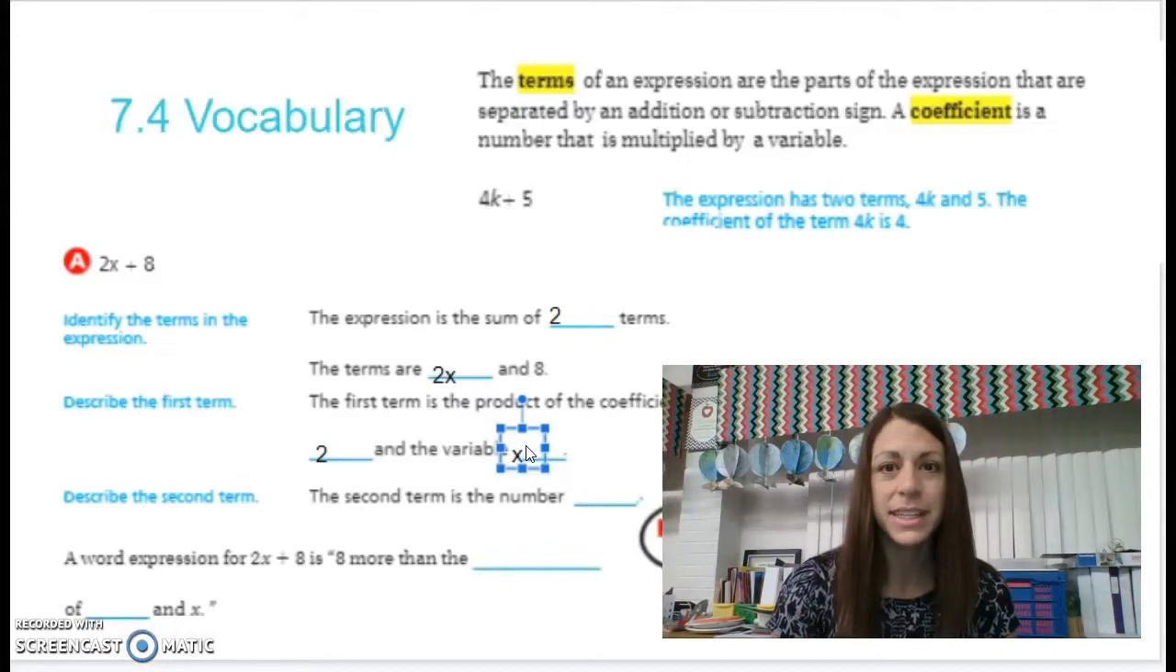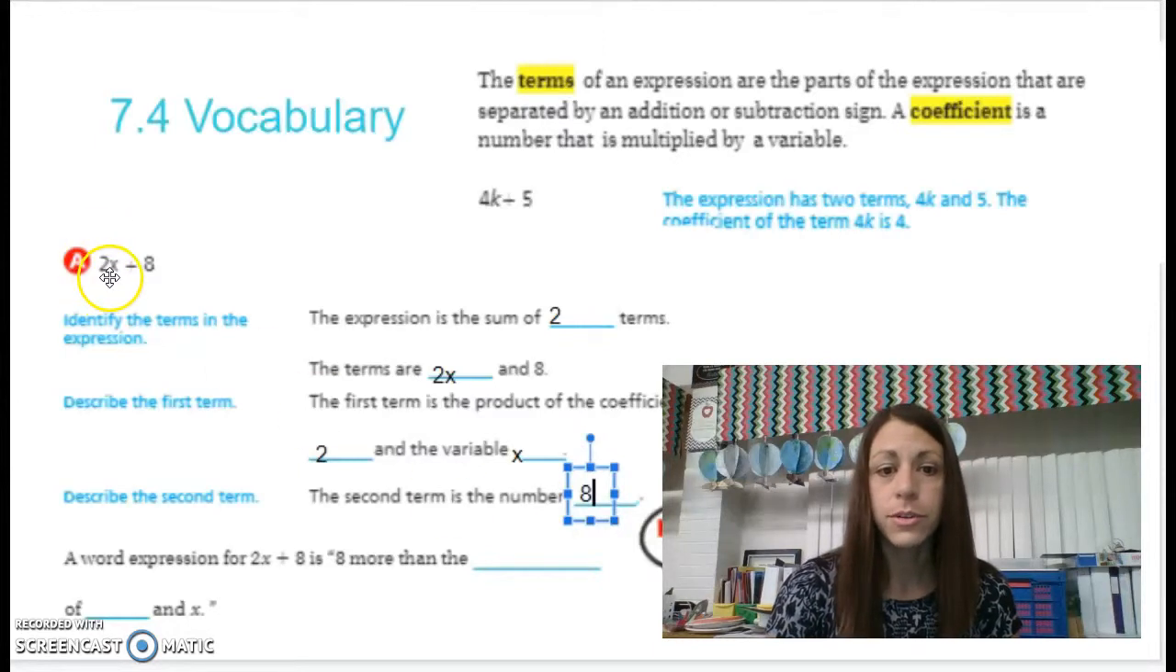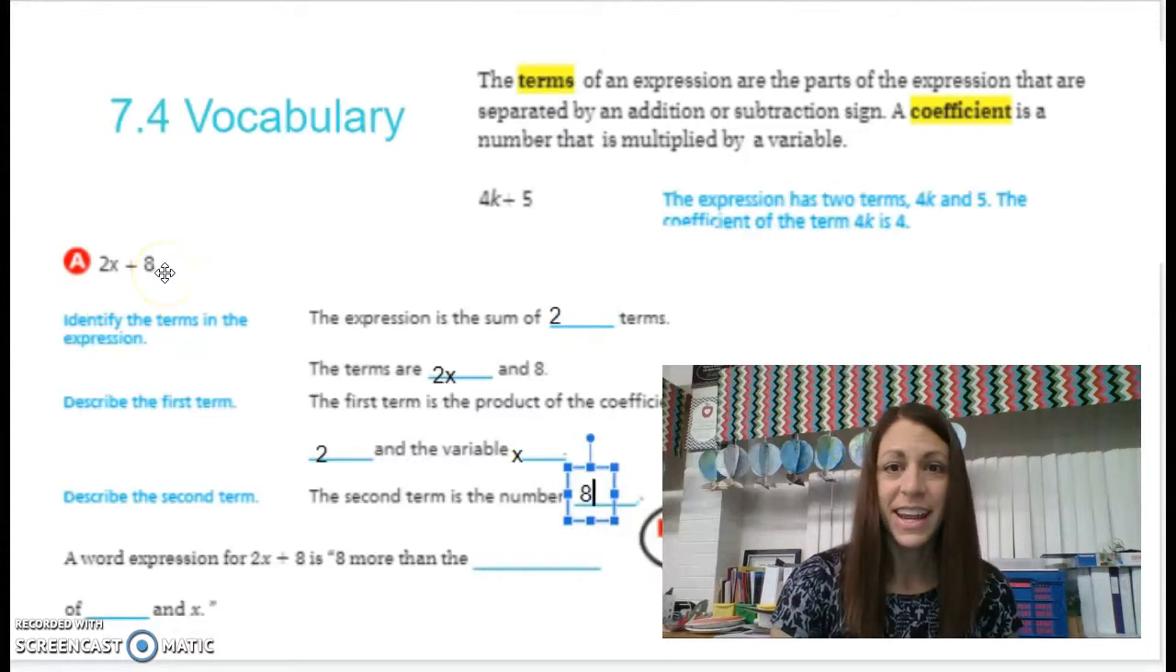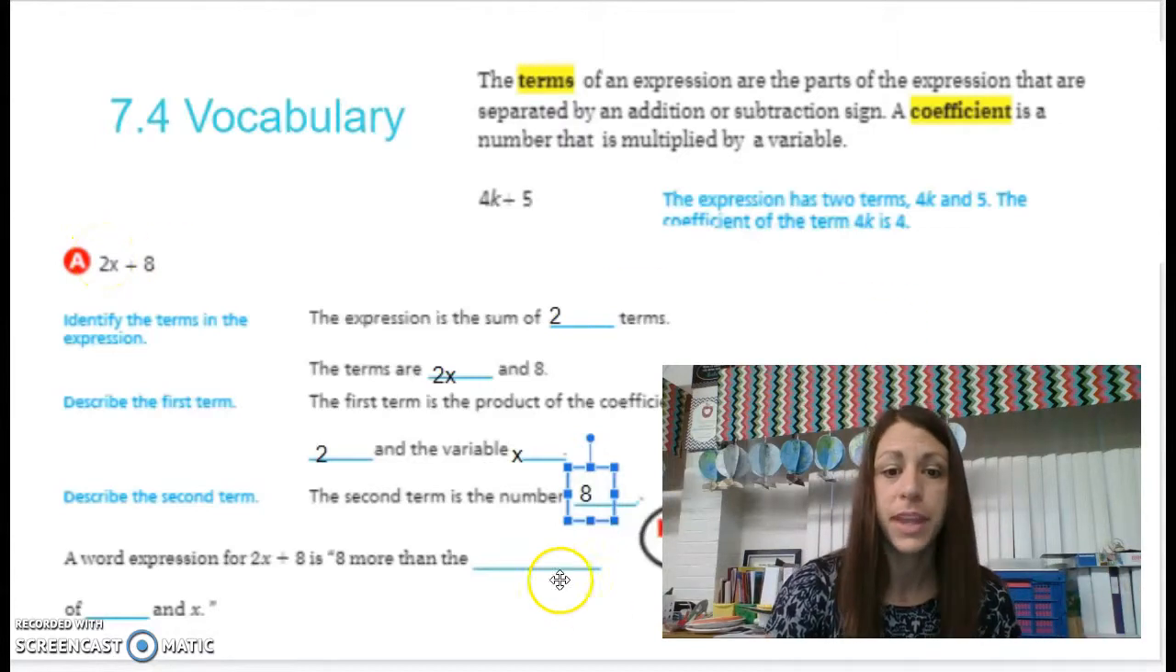Does that kind of make sense? The coefficient is the number next to the letter, next to the variable. The second term in the expression is 8. So we have the terms 2x and we have 8. And then the coefficient is the 2 because it's next to the variable. It's the one that's multiplied by the variable.